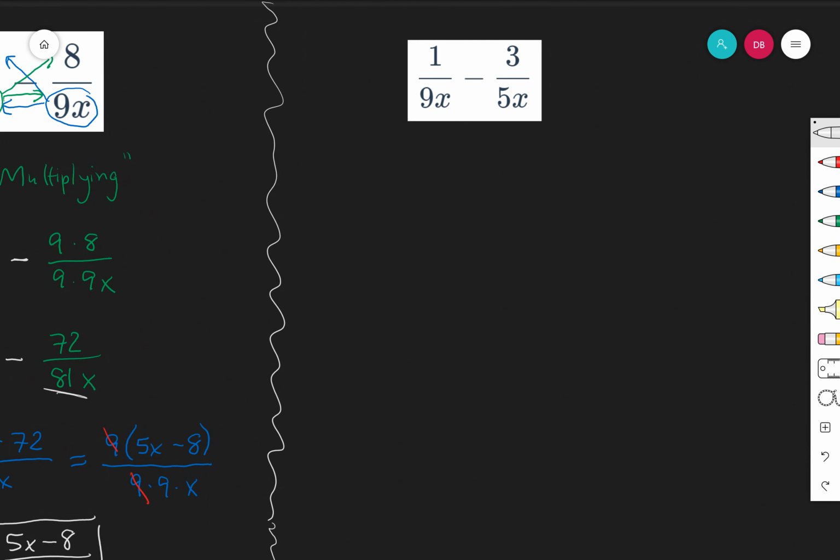So we need a common denominator. We're going to do the same thing. We're going to take 5x, multiply it across, and we're going to take 9x and multiply it across. So we'll have 1 times 5x over 9x times 5x. We're subtracting, and we're going to have 9x times 3 over 9x times 5x. We want to simplify. 1 times 5x is just 5x. 9x times 5x is 45x.